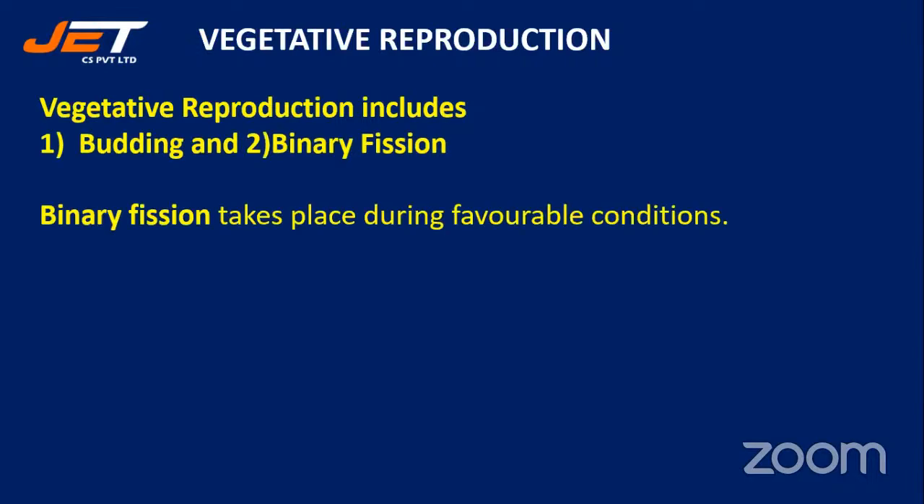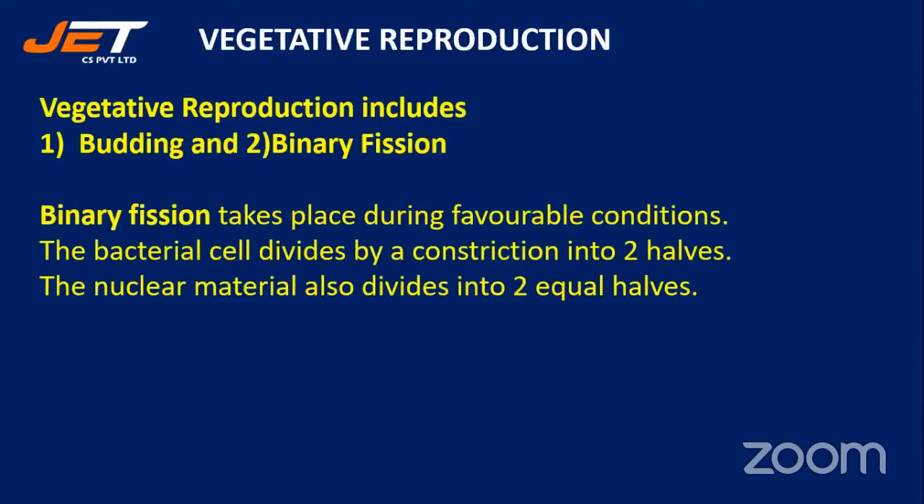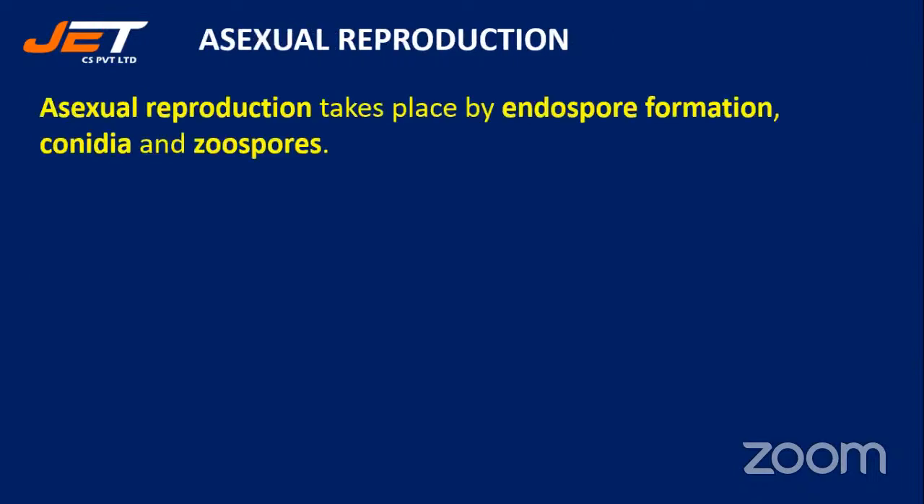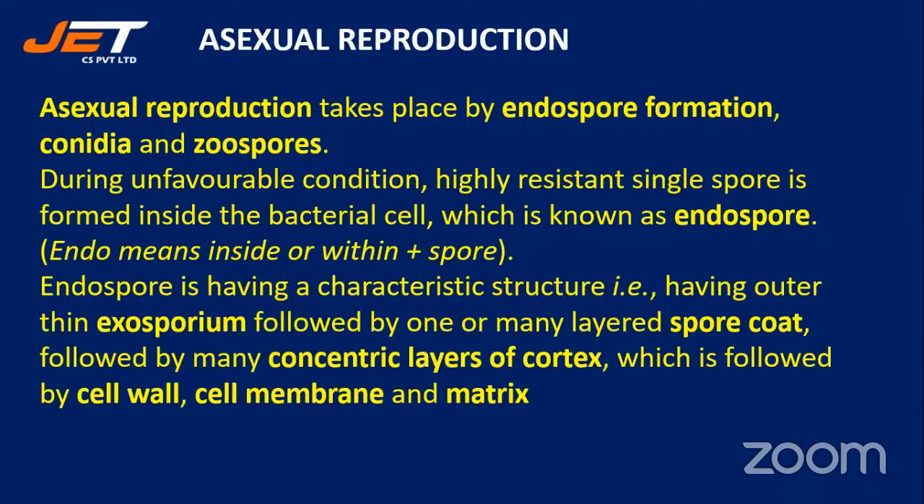Okay, so what is the vegetative mode of reproduction? Vegetative mode is budding and binary fission. So binary fission means, during favorable conditions, the bacterial cell divides by a constriction into two halves, and the nuclear material also gets divided into two equal halves. So that is the simple binary fission. Asexual reproduction means endospore, conidia, zoospore. Endospore means unfavorable condition.